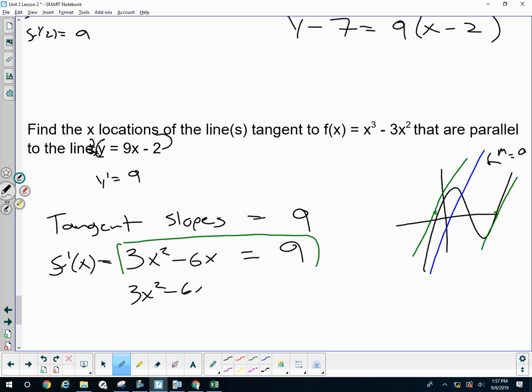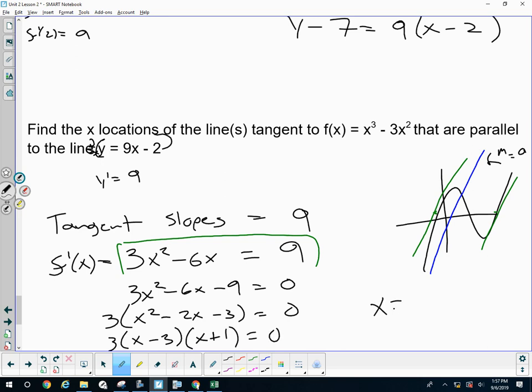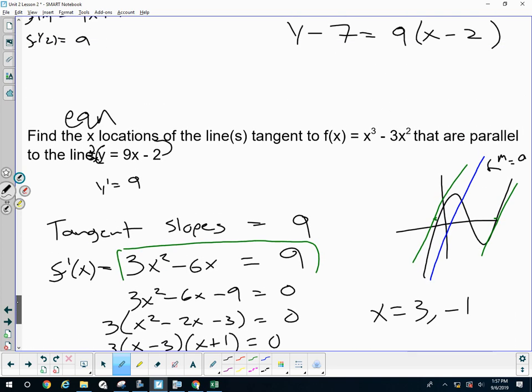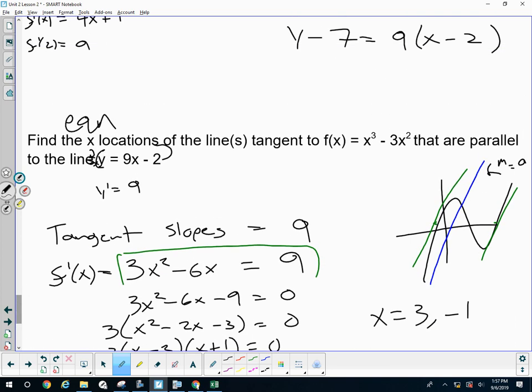So 3x squared minus 6x minus 9 equals 0. Factor out a 3. Factor. I get 2 x-coordinate locations. Now I'm going to go a little bit further, because I can. I'm going to find the equations of the lines. You'll be asked to do this on your homework. So I got 2 x-coordinate locations. I'm going to have 2 equations.